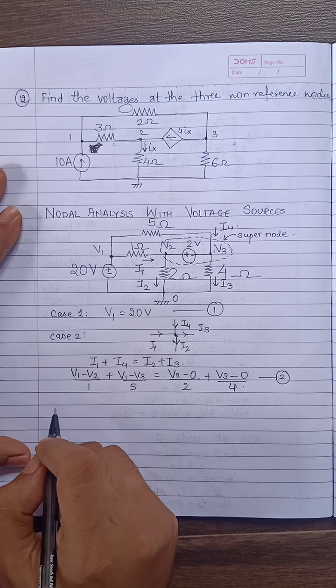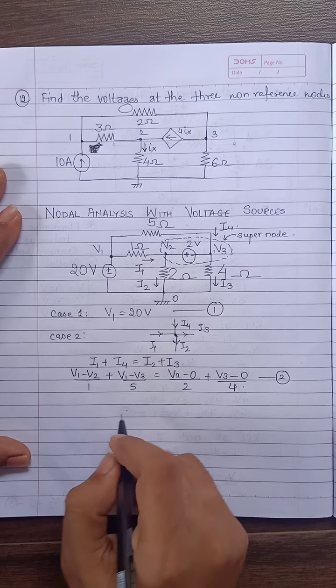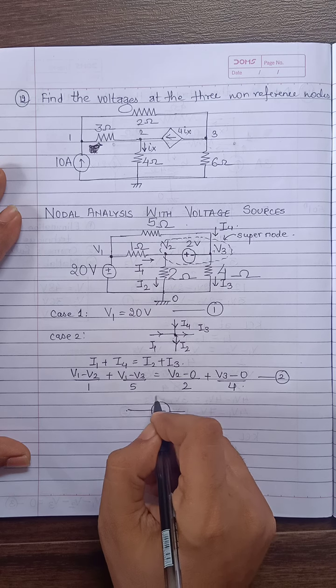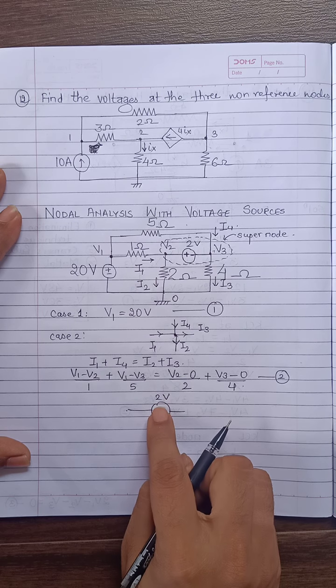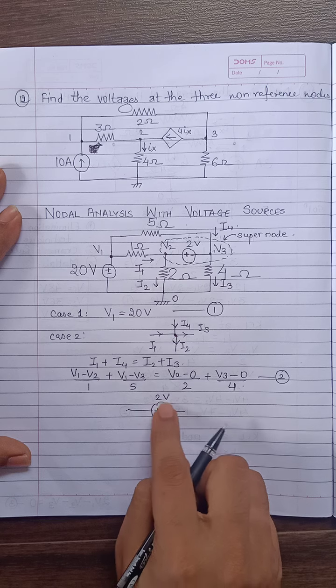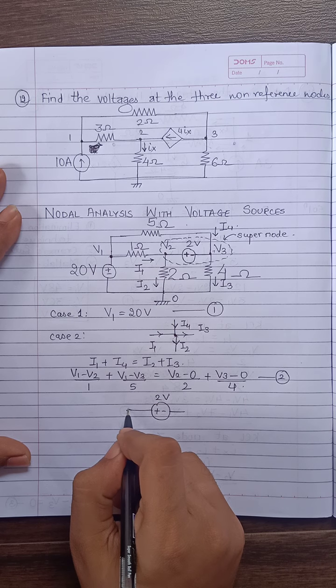Now for the third equation, I'll take this out. Suppose this is your plus minus 2 volt source. Now this can be a dependent voltage source also, it can be a dependent quantity also. I am considering this as an independent quantity, but you can have a dependent quantity over here.